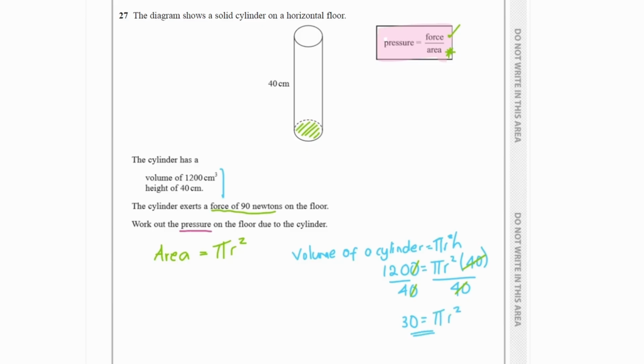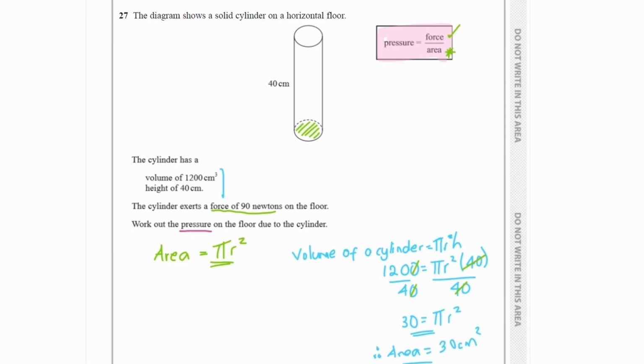We already know that the formula of the area of a circle is given by pi r squared, and we have 30 is equal to pi r squared. We can therefore conclude that the area is equal to 30 centimeters squared.